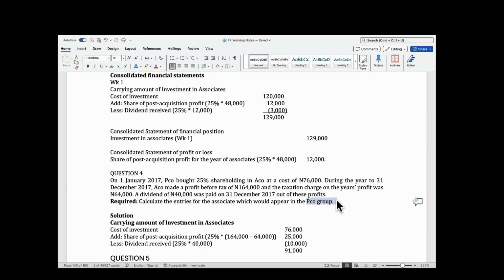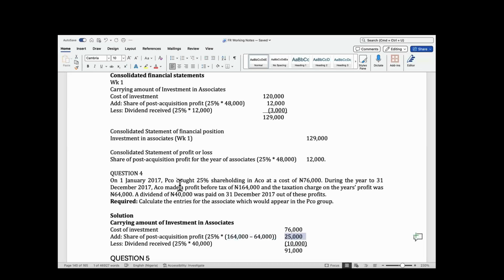Again, in the consolidated accounts, all we recognize is my carrying amount of investment in associates, which we calculate as my cost of investment, which is 76,000, plus my share of profits. I have 25% times profit after tax. So this is PBT, this is tax. So I need to do 164 minus 64. Okay, I get the PAT. I apply my 25% on that. That gives me 25,000. That is my share of profit in the associate.